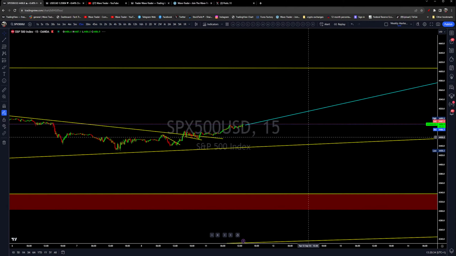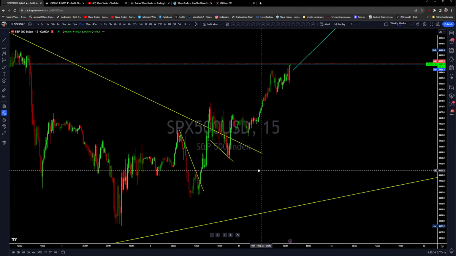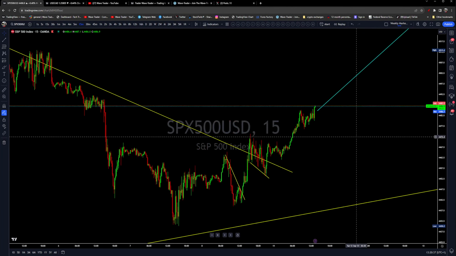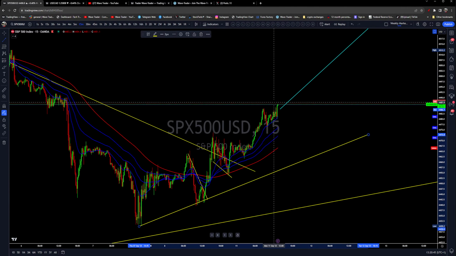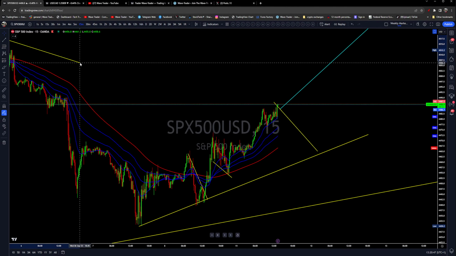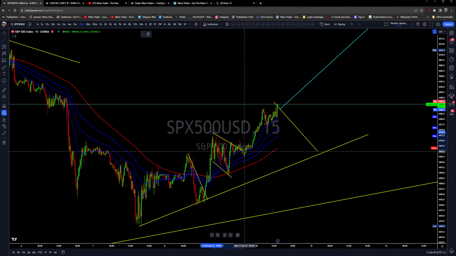Okay, so the 15-minute time frame pushing higher, the trend to hold, the short-term trend to keep pushing higher. At least visit those moving averages.